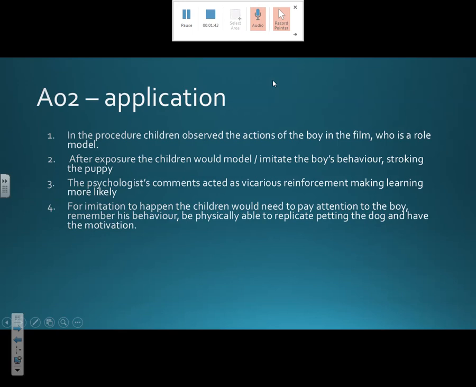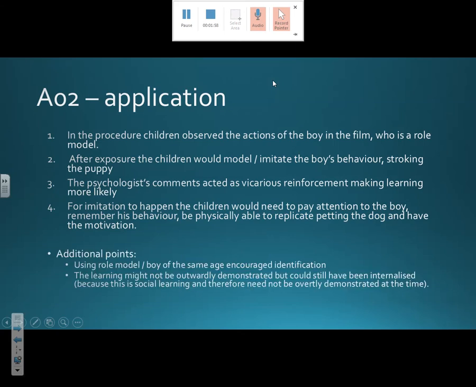And for imitation to happen, the child or the children would need to pay attention to the boy, remember his behaviour, be physically able to replicate petting the dog, and have the motivation. That final one doesn't need to be in that level of detail, but you need to once again make reference to the role of mediational process.